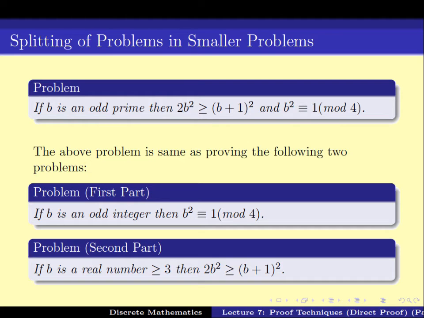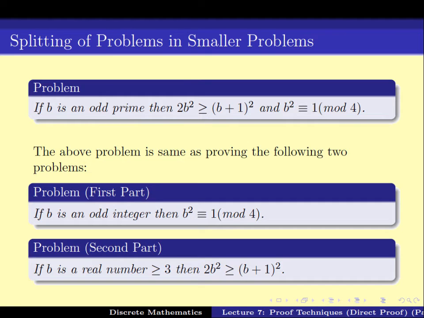Namely, if B is an odd integer, then B squared is congruent to 1 mod 4. And the other one, if B is a real number greater than or equal to 3, then 2B squared is greater than (B plus 1) whole square. In this video lecture, we will be solving these two problems.